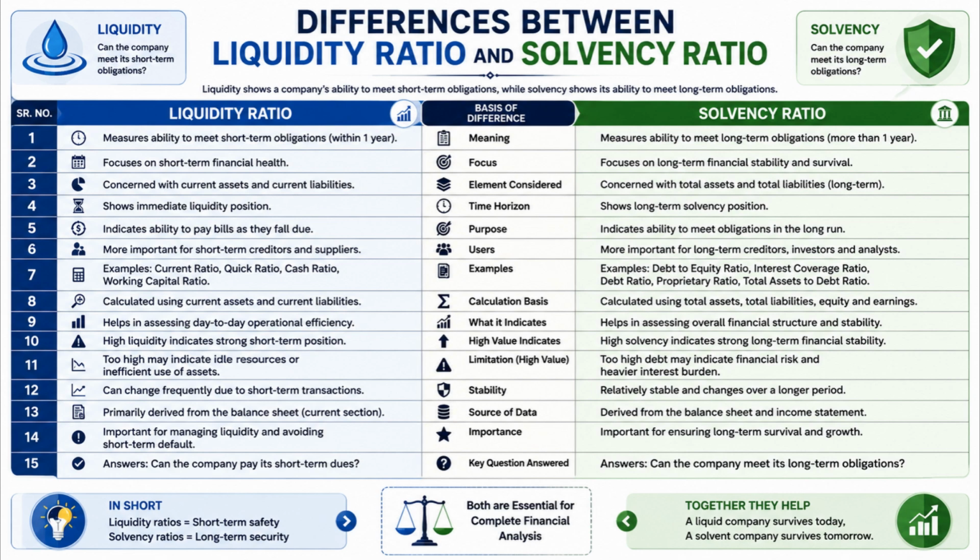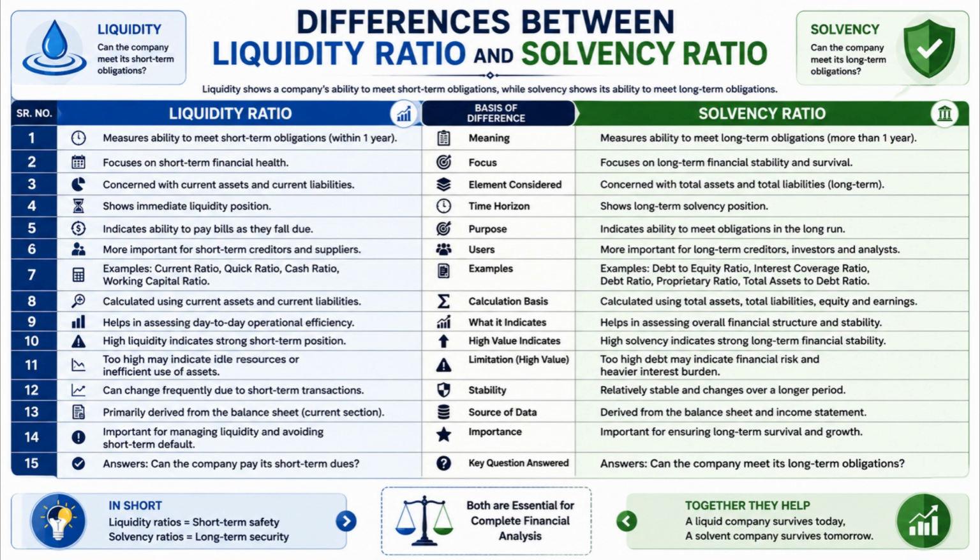In this video, we will discuss the differences between liquidity ratio and solvency ratio. Both ratios are important financial tools used to evaluate a company's financial health, but they focus on different aspects of a business. Liquidity ratios measure a company's ability to meet short-term obligations, while solvency ratios assess its ability to meet long-term obligations. Let us explore the major differences between these two concepts.